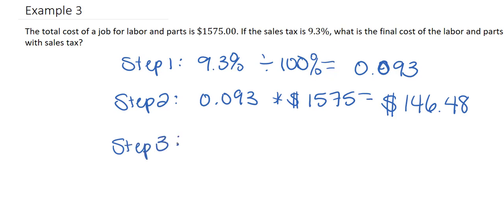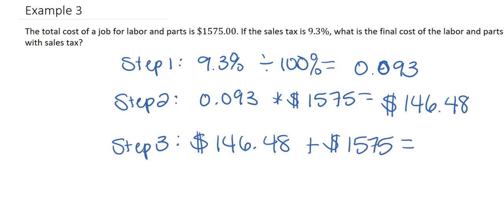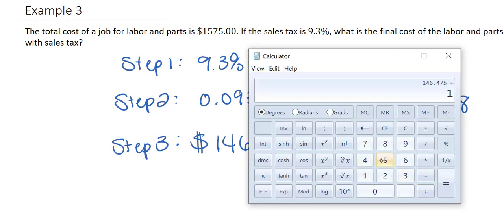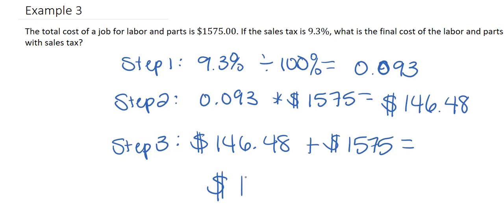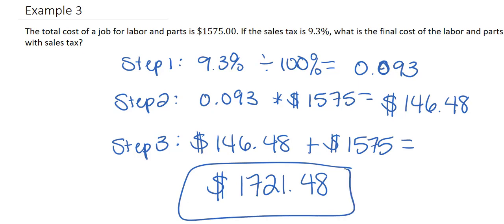Step 3, let's take that sales tax and add it to the starting amount. And what do we get? Well, we get $1,721.48. And that would be our total.